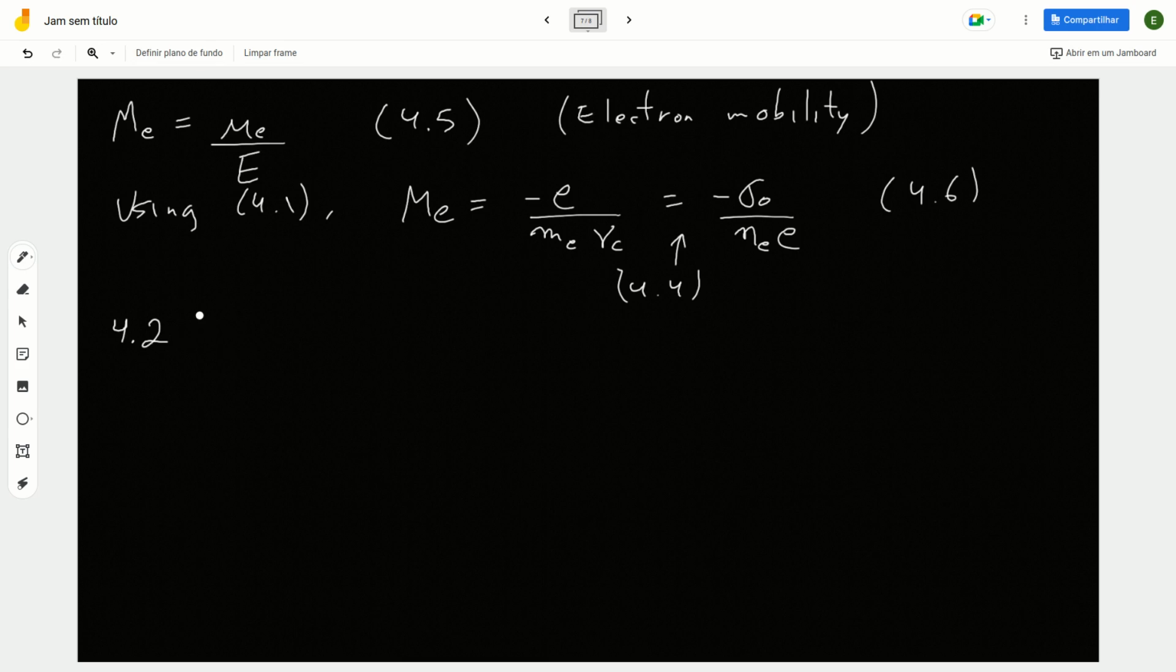Now for section 4.2, we'll talk about an anisotropic magnetoplasma. What happens if I now add a magnetic field?